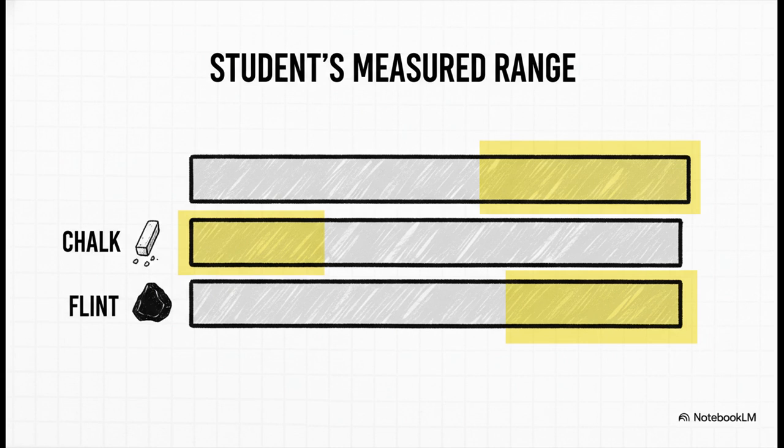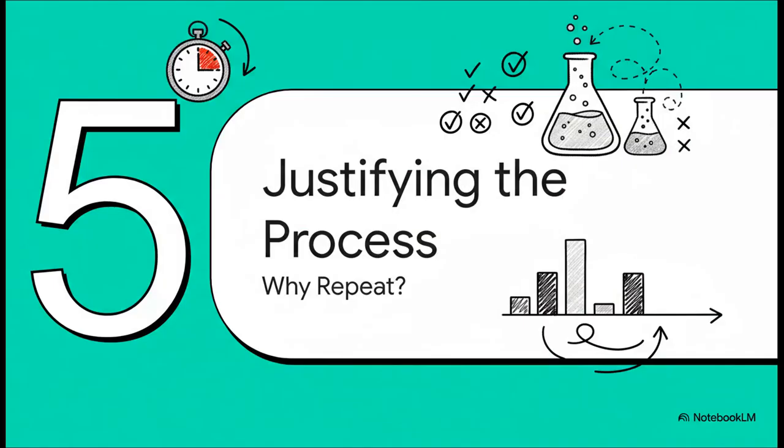If you look at chalk, its range is 2.20 up to 2.50. And for flint, its range is 2.50 up to 2.70. You can see that both of those ranges have some overlap with the student's measured range of 2.45 to 2.65. So it could be either one. Let's move on to the final part of the question.